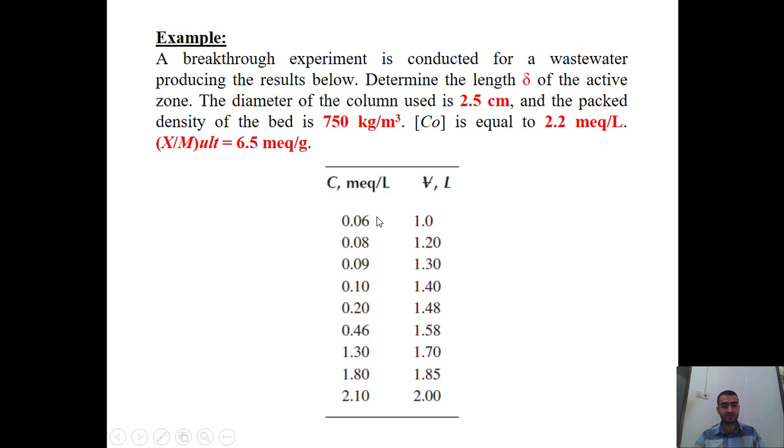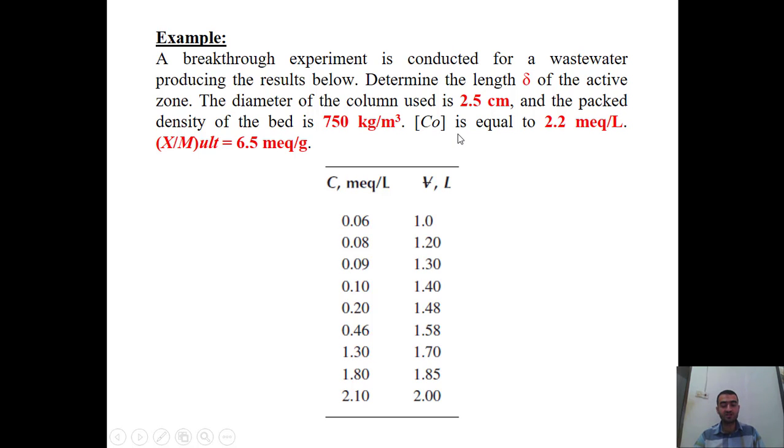C0 is the initial concentration. C is the resultant concentration of the solute, and V is the treated volume of wastewater. So we have to determine the length, delta, of the active zone. The diameter of the column is 2.5 centimeter, alright, and the packed density of the bed is 750 kilogram per meter cubic. So this is the rho P, packed density of the bed, of the resin.